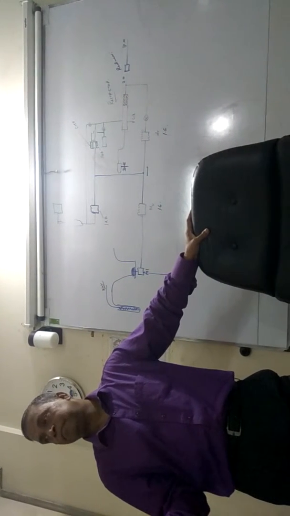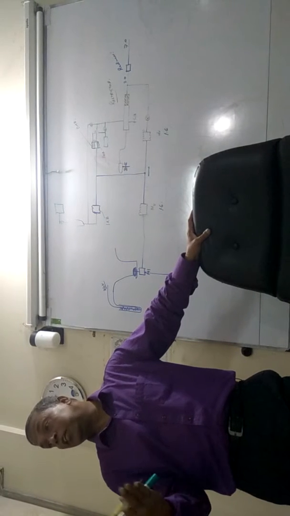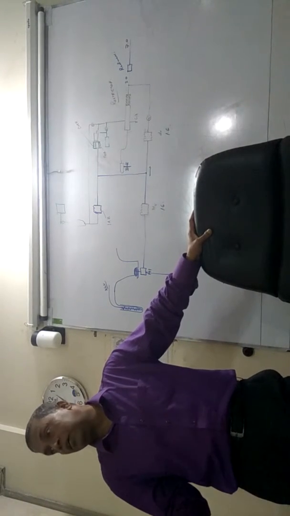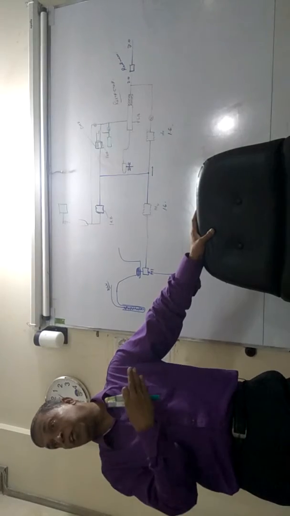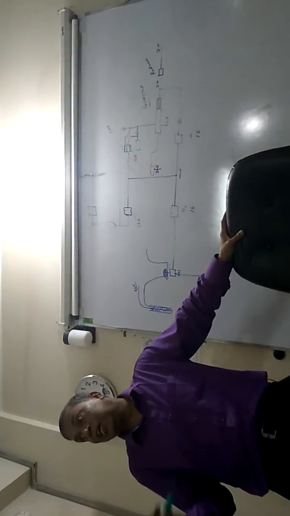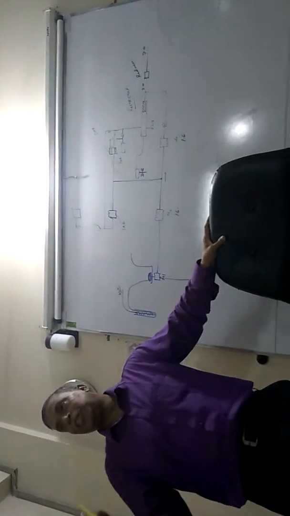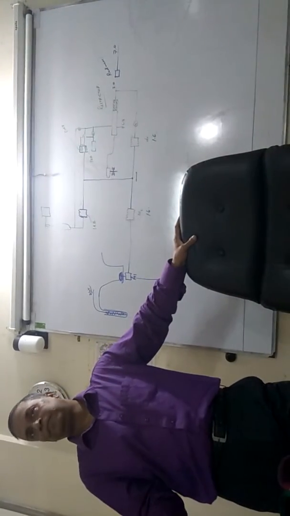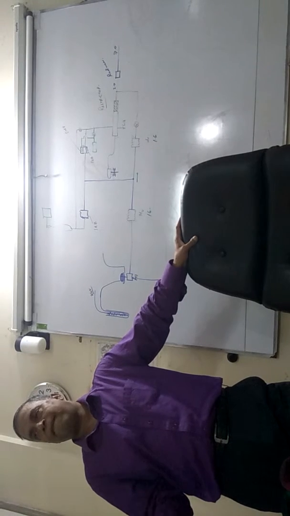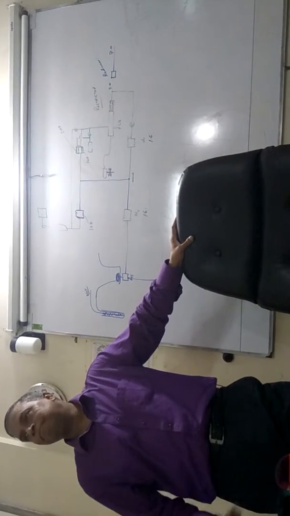Okay? Without integral action, the deviation will not be corrected. The deviation we are talking about, the permanent deviation, will not be corrected. So that is sustained. So that is why we call it offset. Okay? All right.